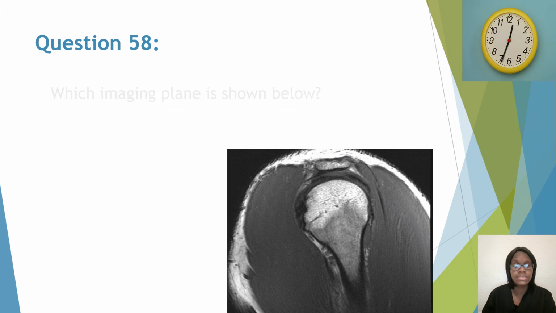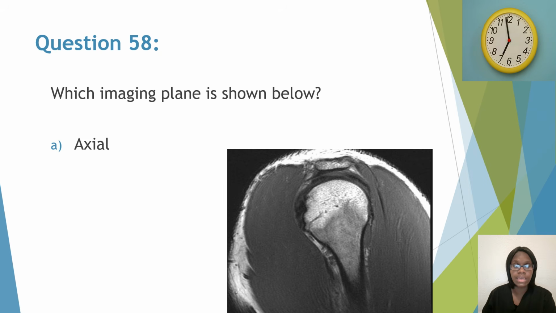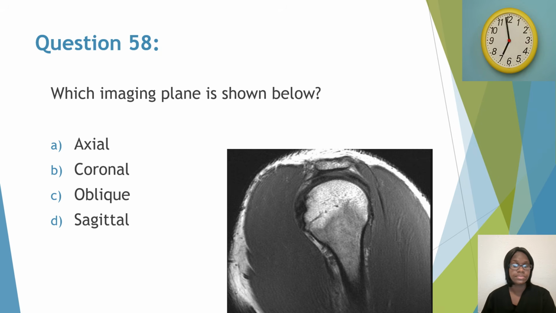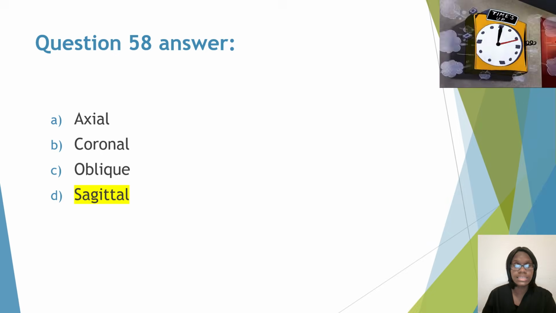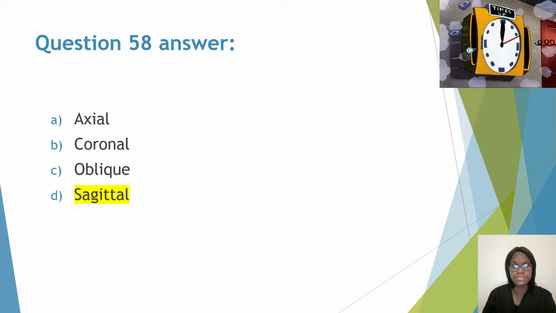Question 58. Which imaging plane is shown below? A. Axial, B. Coronal, C. Oblique, D. Sagittal. All right, the correct answer is D, sagittal. This is a sagittal MRI shoulder.